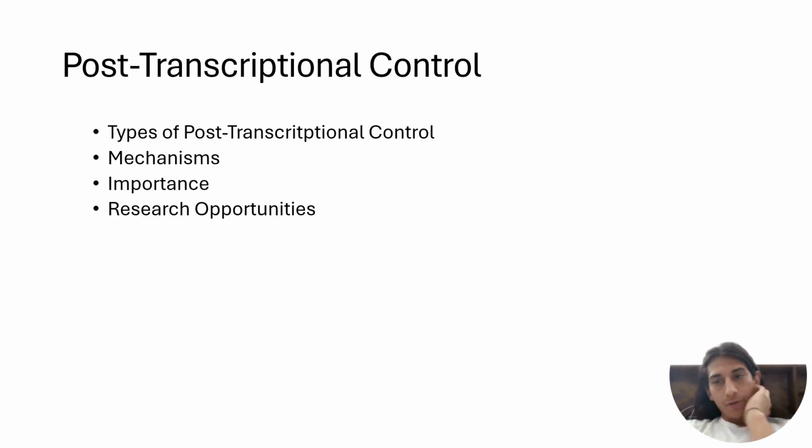Types of post-transcriptional control: alternative splicing, the process by which a single gene can produce multiple proteins through different splicing patterns; RNA editing, in which RNA molecules are modified after transcription, including changes to nucleotides or splicing patterns; microRNA regulation, small RNAs that bind to target mRNAs. It regulates their translation and degradation.